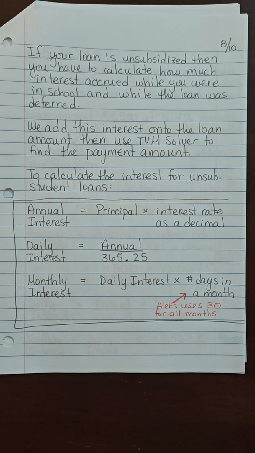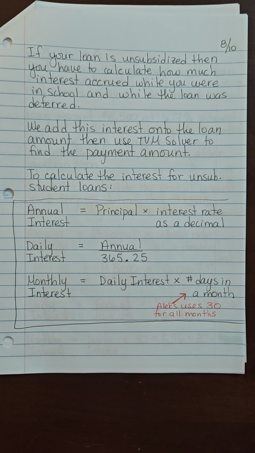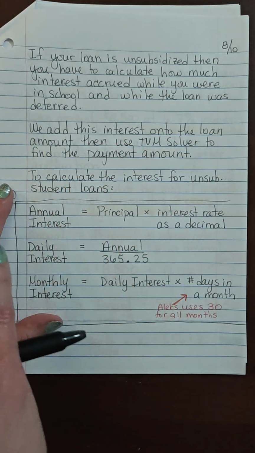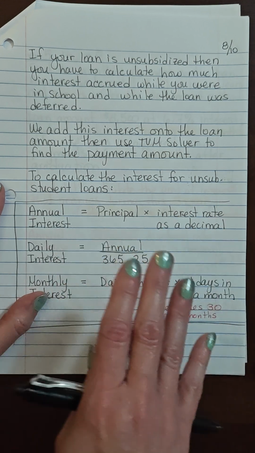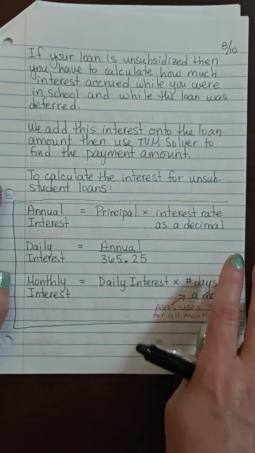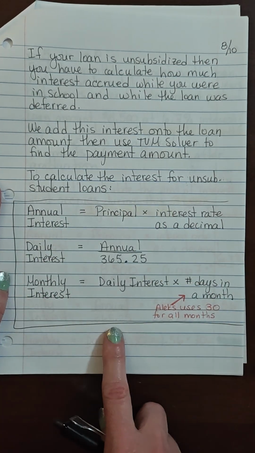You can request a deferment for any number of reasons. Say you were in the hospital long term, you can contact the student loan company and say, hey, I can't make my payments right now. Can you defer them for 6 months, 3 months, whatever? So we add this interest onto the loan. Then we're going to use the TVM solver. Now, to calculate the interest for these unsubsidized student loans, we have formulas, because of course we do, right?